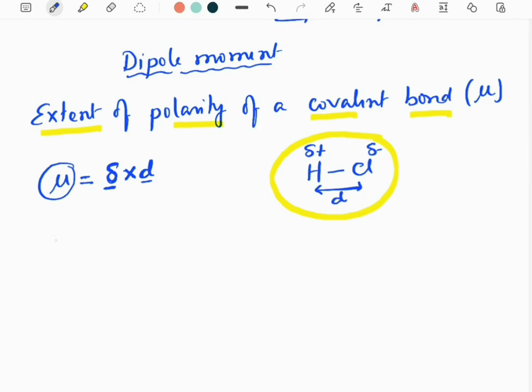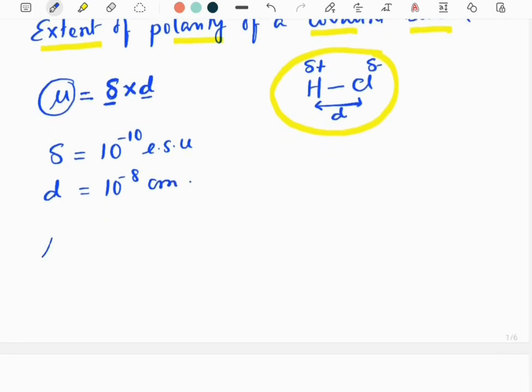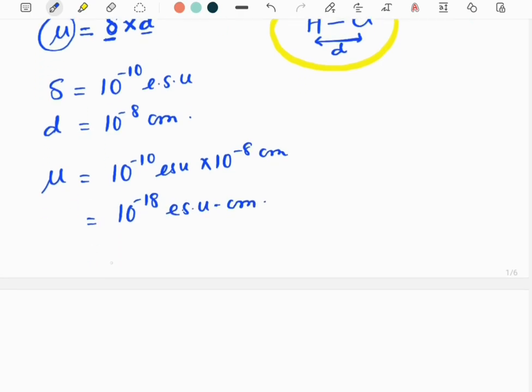Now this charge delta is in the order of 10 to the power minus 10 ESU, and this distance d is in the order of 10 to the power minus 8 centimeter. Now if we multiply this, mu will be equal to 10 to the power minus 10 ESU into 10 to the power minus 8 centimeter. So this will be equal to 10 to the power minus 18 ESU centimeter, and this 10 to the power minus 18 ESU centimeter is called 1 Debye.